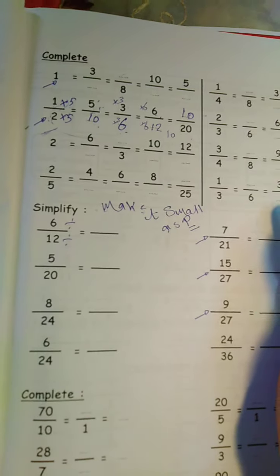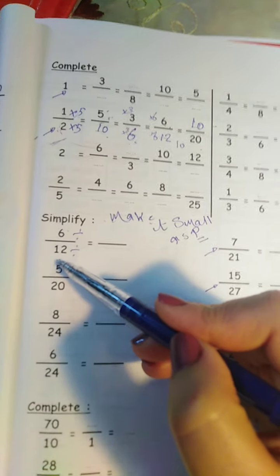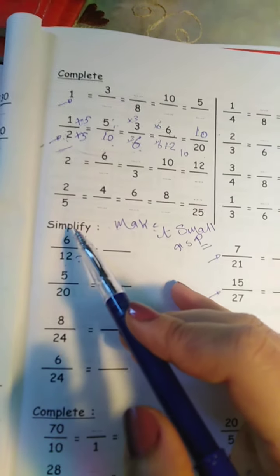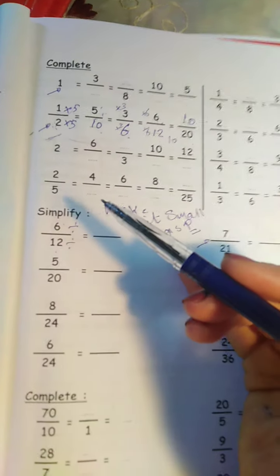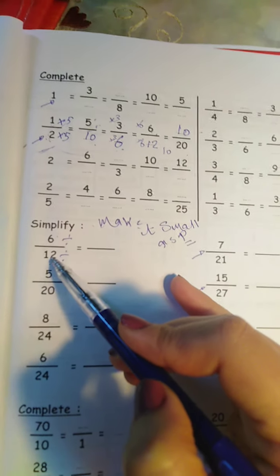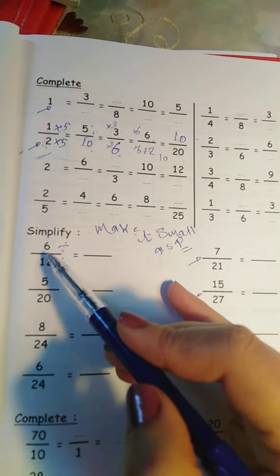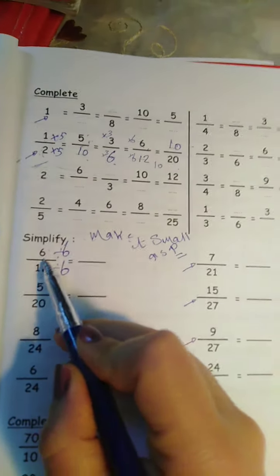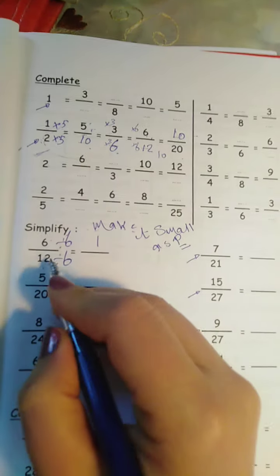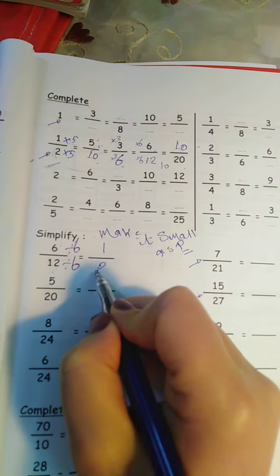How can I decide the number I will divide by? Look at the numerator and the denominator. Look at the smaller number first. If the bigger number is from the times table of the smaller number, just divide by the smaller number. 12 is from the times table of 6, right? 6 times 2 equals 12. So I will divide both terms by 6. 6 divided by 6 is 1. 12 divided by 6 equals 2.